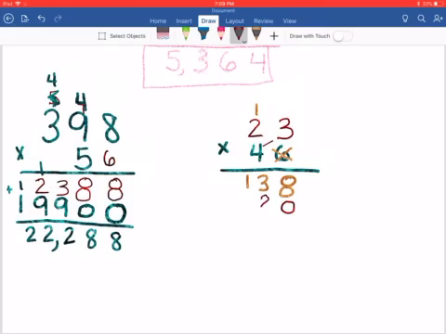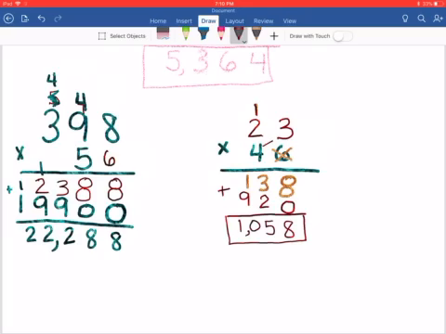4 times 3 is 12. Carry the 1. 4 times 2 is 8, plus 1 is 9. And then I'm going to add. Hopefully so far this is looking good. 8 plus 0 is 8, 3 plus 2 is 5, 1 plus 9 is 10.